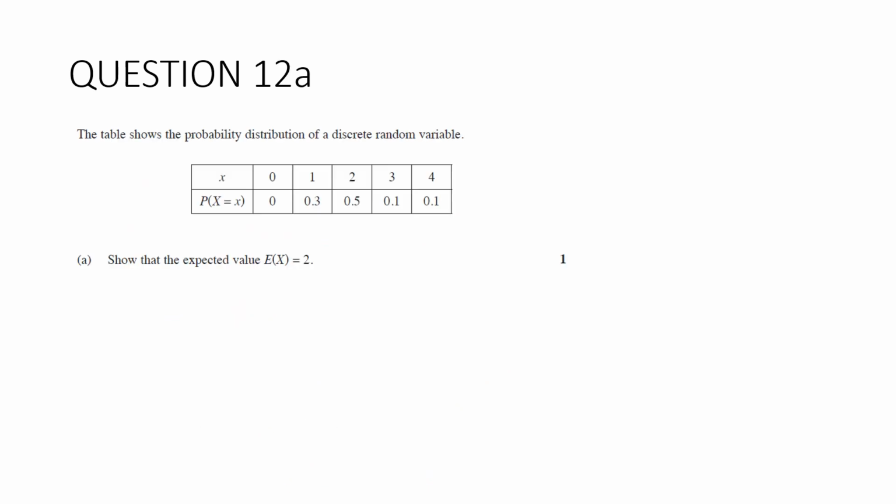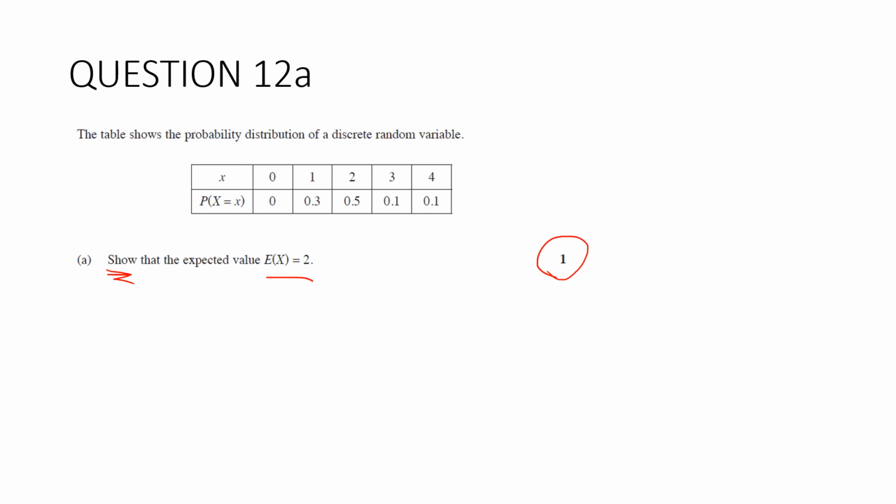12a, table shows the probability distribution of a discrete random variable. Show the expected value E(X) is equal to 2. Now this was a really curious question. It's only worth 1 mark, and your teachers would have said to you that with 1 mark questions you don't have to show your working out. Not true. It says here, show that the expected value E(X) is equal to 2.